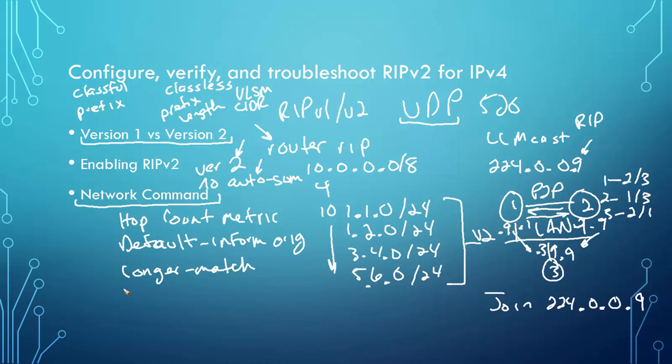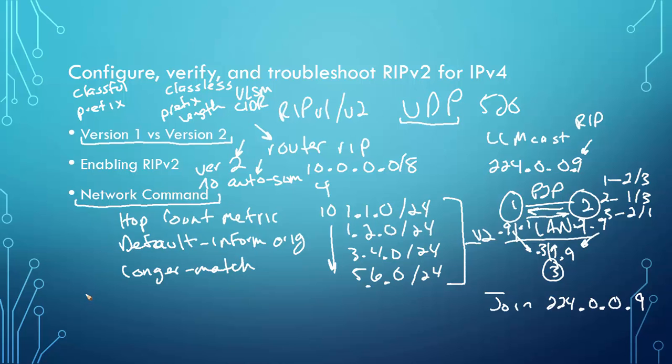What I'm going to then do is type in the network command on the left side of the network. I'm going to type in 10.0.0.0. That's all I can type in. It will automatically learn what's going on.